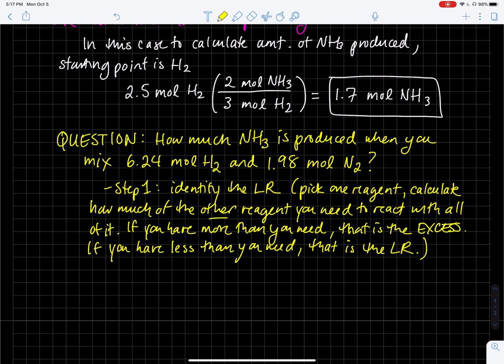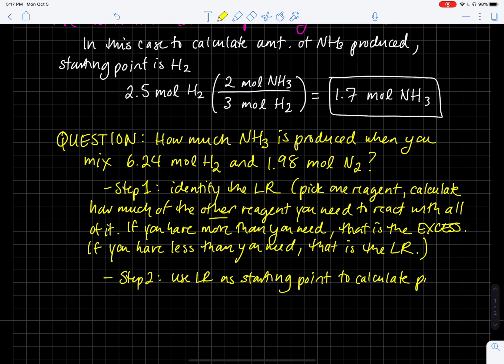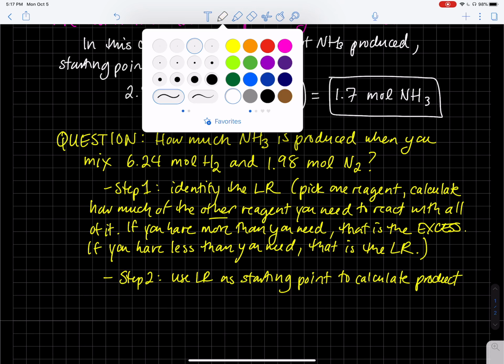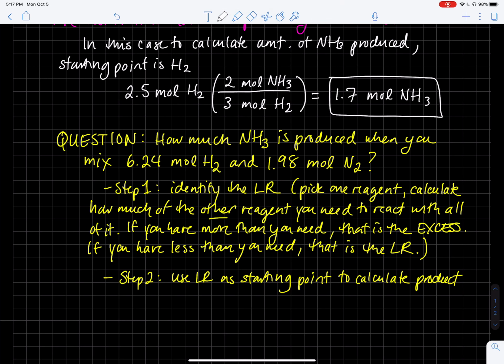So you'll identify one. And then once you've identified the limiting reagent, step 2 is use the limiting reagent as your starting point to calculate product. And you'll notice for today, I'm just working solely in moles to get at the heart of the limiting reagent. So you can answer this question in moles of NH3. You're welcome to stop the video now and then come back and see how I solve this. And as I said, I'm going to solve it a couple different ways.